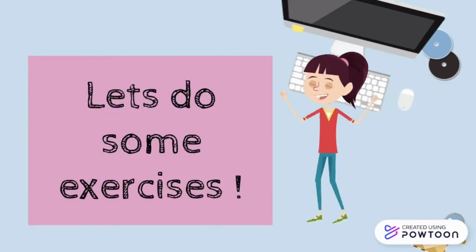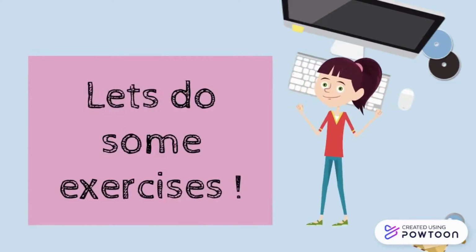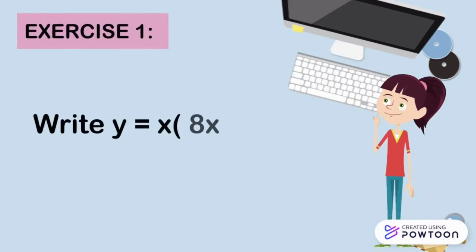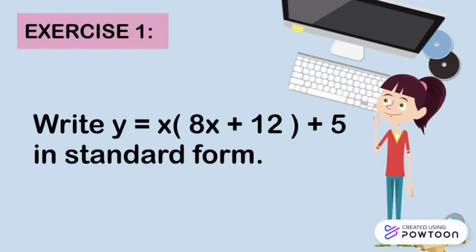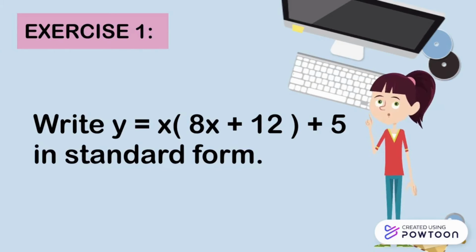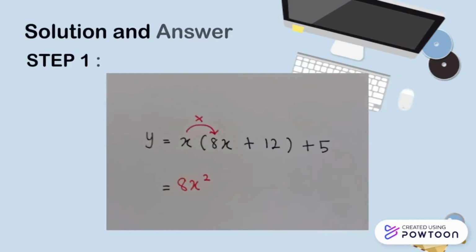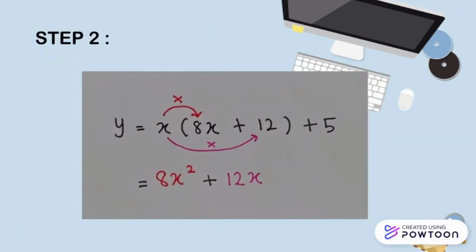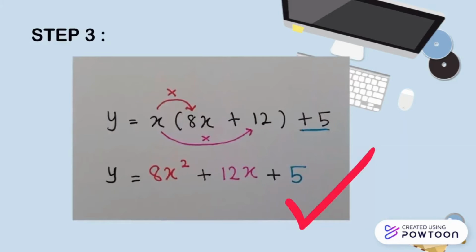Let's do some exercises. Write y = x(x + 12) + 5 in standard form. Step 1. Step 2. Step 3, and you are done.